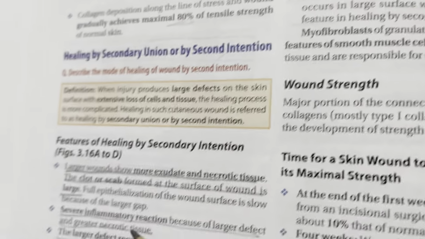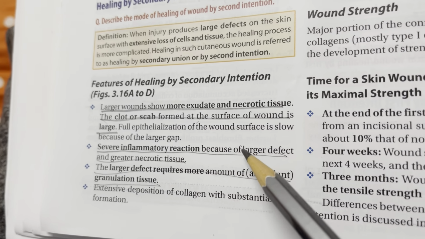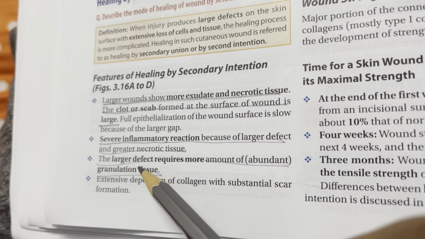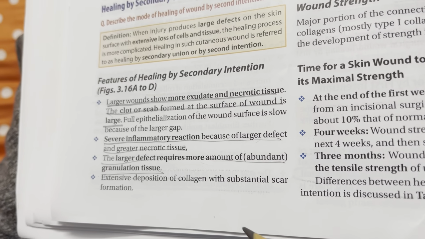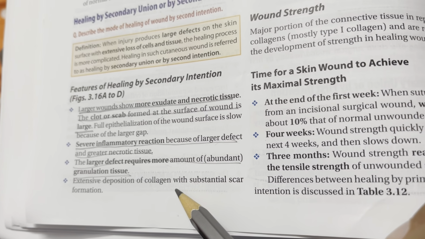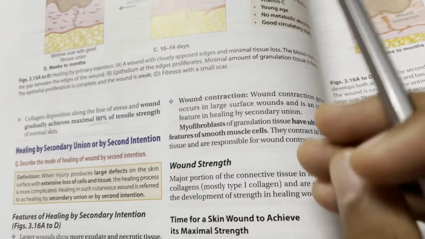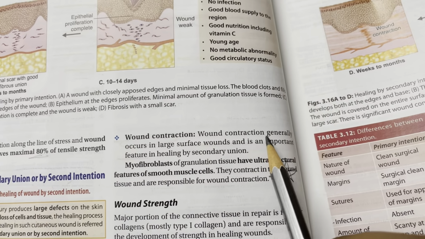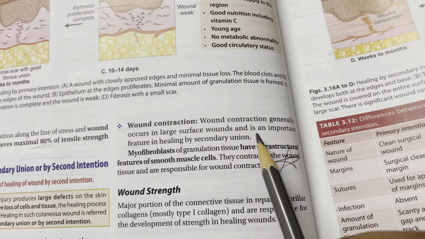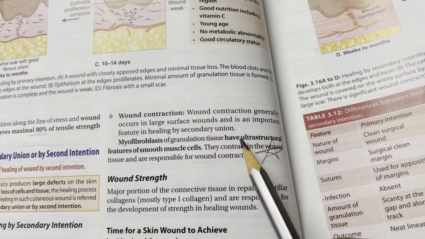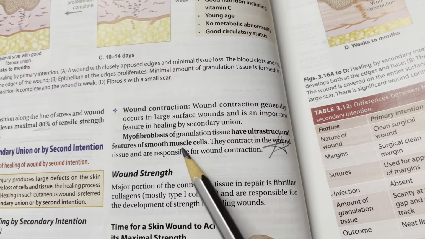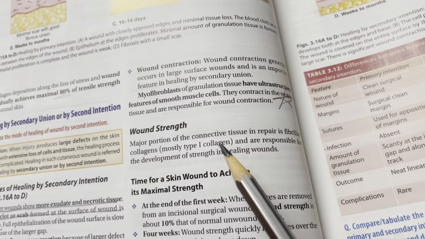Okay, and also severe inflammatory reaction is there. Large inflammatory reaction because of larger defect and greater necrosis. Larger defect requires more granulation tissue, large granulation tissue, and excessive deposition of collagen with substantial scar formation. It needs to retract. So there is wound contraction also. Wound contraction generally occurs in large surface wounds, and it's an important feature in healing by second union. So myofibroblasts of granulation tissue have ultrastructural features of smooth muscle cells. They help in wound contraction.